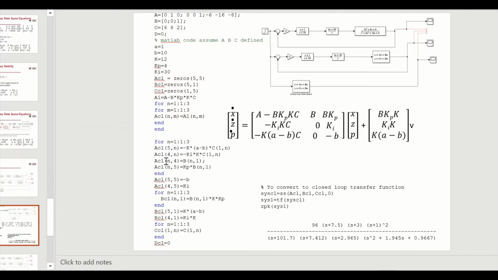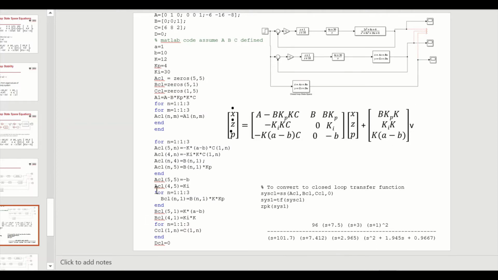Then we've got the B to fit in. That's going to be N4 now. So this is in the 4th column, because this is a 3 by 3. It's the 4th column. That's fitting the B in there. Then this part here is fitting in, well, it could be B times KP or BKP. Technically, if we keep the labels in the right order, it's BKP, so that's the BKP. So this line here is putting in the 5th part. Then the 5, 5 is put as minus B, and the 5, 4 as KI. So that's quite a bit of this sorted out.